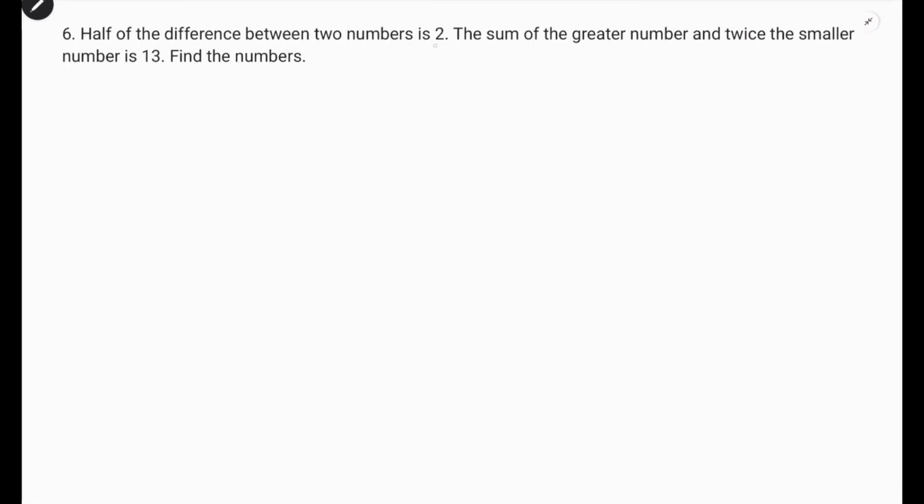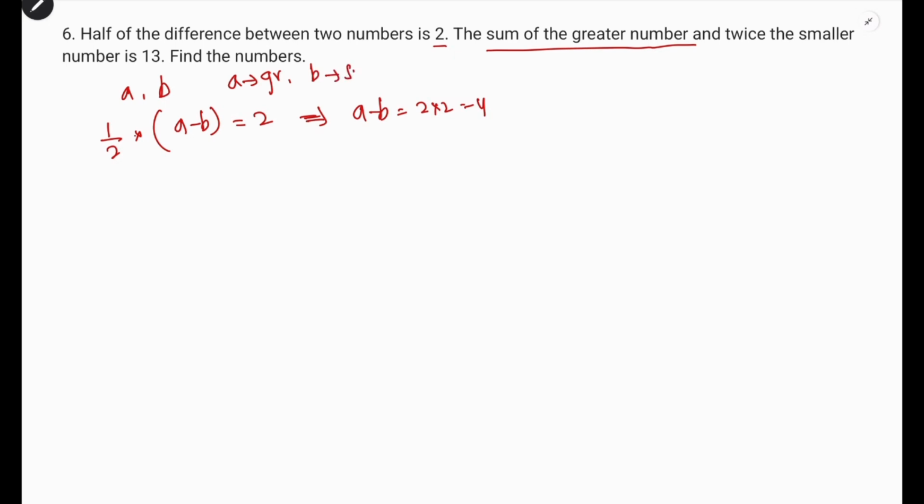Next one. Half of the difference between two numbers is 2. The sum of the greater number and twice the smaller number is 13. Find the numbers. So let the numbers be a and b. Half of the difference: difference means a minus b, and half of it is equal to 2. So when you solve, you will get a minus b is equal to 2 into 2, which is 4. And the second condition is the sum of the greater number. Let a be the greater number and b be the smaller number. Greater number a plus twice the smaller number is equal to 13. You will get a plus 2b is equal to 13.